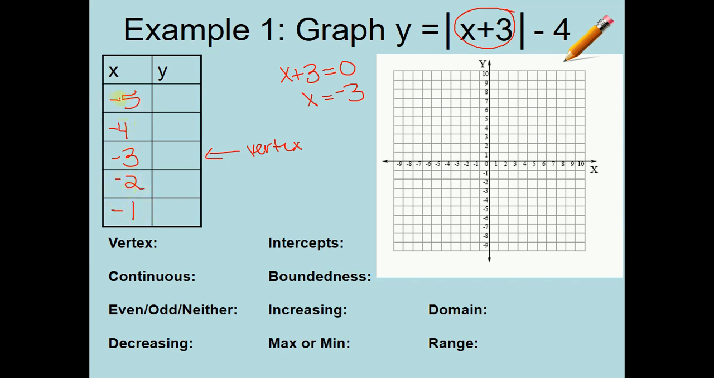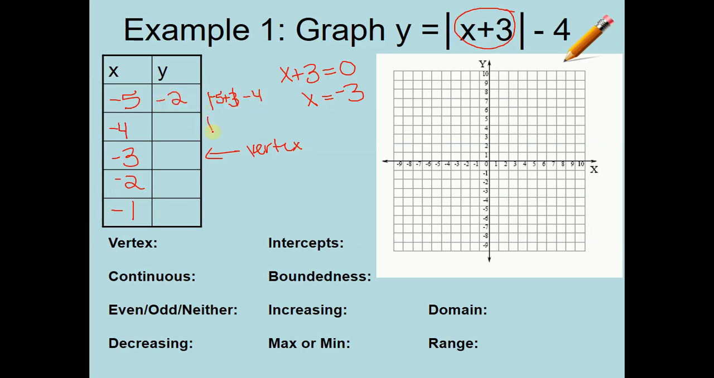So let's plug in some values, shall we? So -5 plus 3 in the absolute value minus 4. Well, -5 plus 3, that's a -2. Absolute value of -2 will be 2. So 2 minus 4, that will be -2 there.